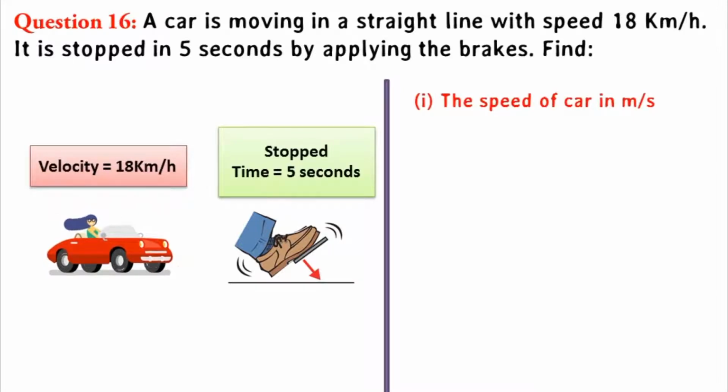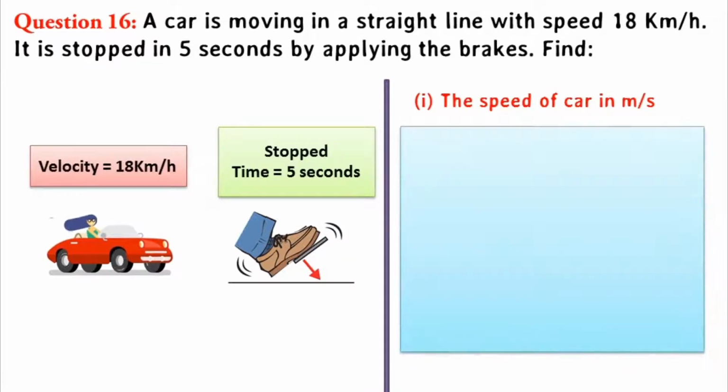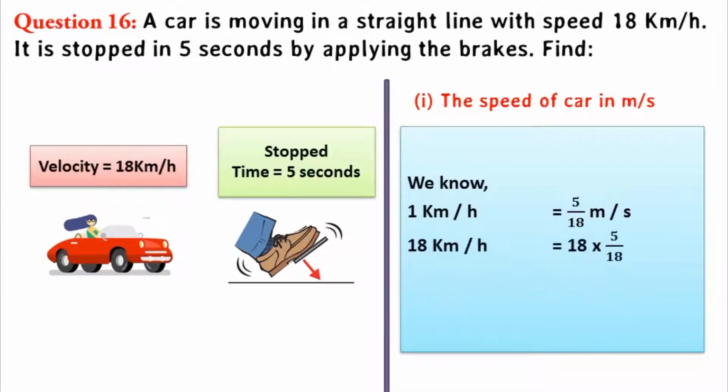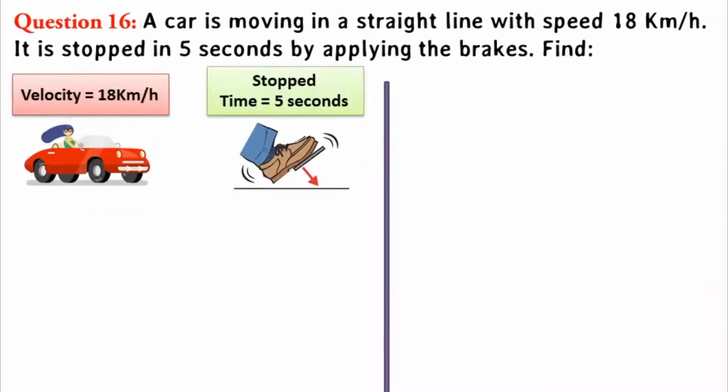So as we have already studied, converting kilometer per hour to meter per second, we have to multiply with 5 by 18. As we know, 1 kilometer per hour is equal to 5 by 18 meter per second. So 18 kilometer per hour is equal to 5 by 18 multiplied by 18, which is equal to 5 meter per second. Now we have to find retardation.